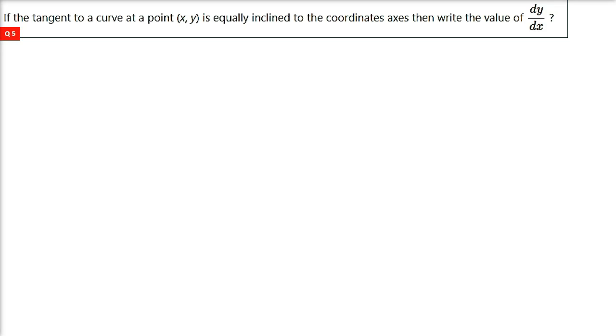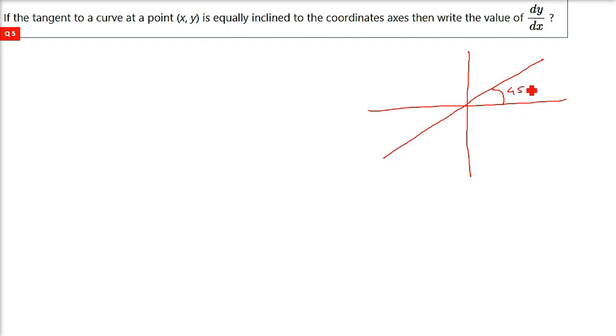If the tangent to the curve at point (x, y) is equally inclined to the coordinate axes, then write the value of dy by dx. Now, we have to find the slope. Okay, I am making a line and you are very well aware of this line.